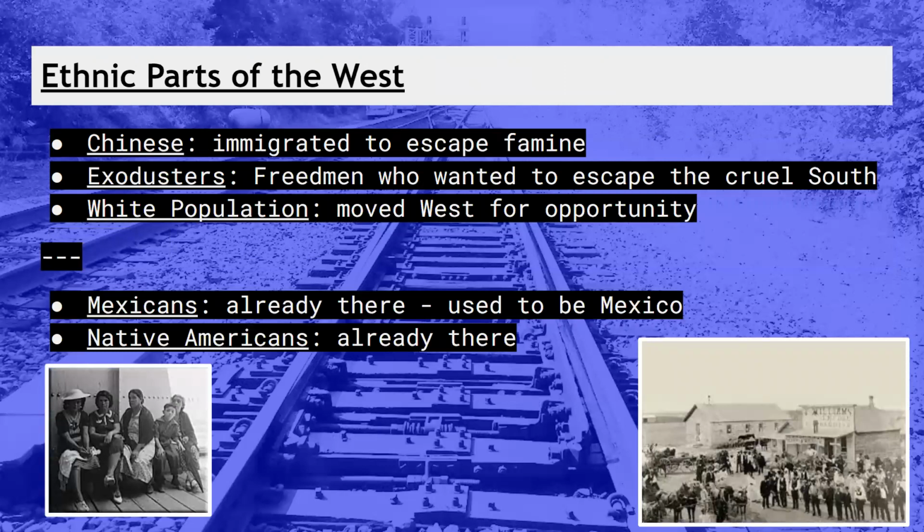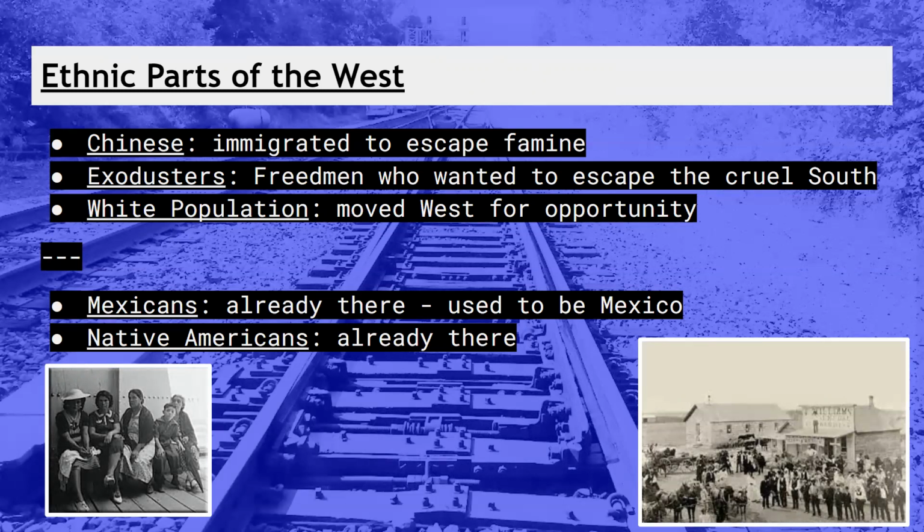So ethnic parts of the West. So not only were there industrial and economic developments, there were cultural and social developments. There was a lot of different kinds of people here, and they created a melting pot. That typically describes the East when immigration comes in, but not really a melting pot in this case.